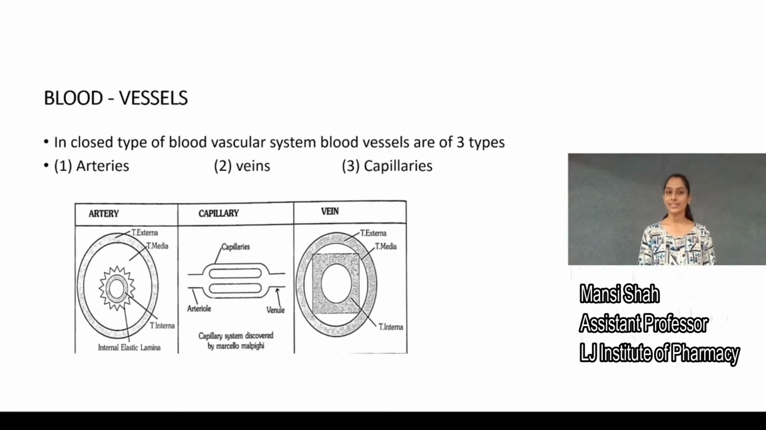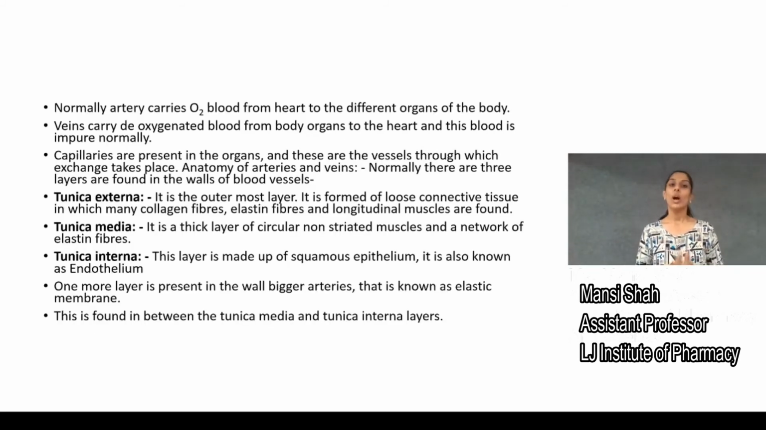Then, blood vessels. In a closed type of blood vascular system, blood vessels are of 3 types: arteries, veins and capillaries. In the figure you can see the structure of artery, capillary and vein. Arteries carry oxygenated blood from the heart to different organs of the body, and veins carry deoxygenated blood from organs to the heart, and this blood is normally impure. Capillaries are present in between organs and are the vessels through which exchange takes place.